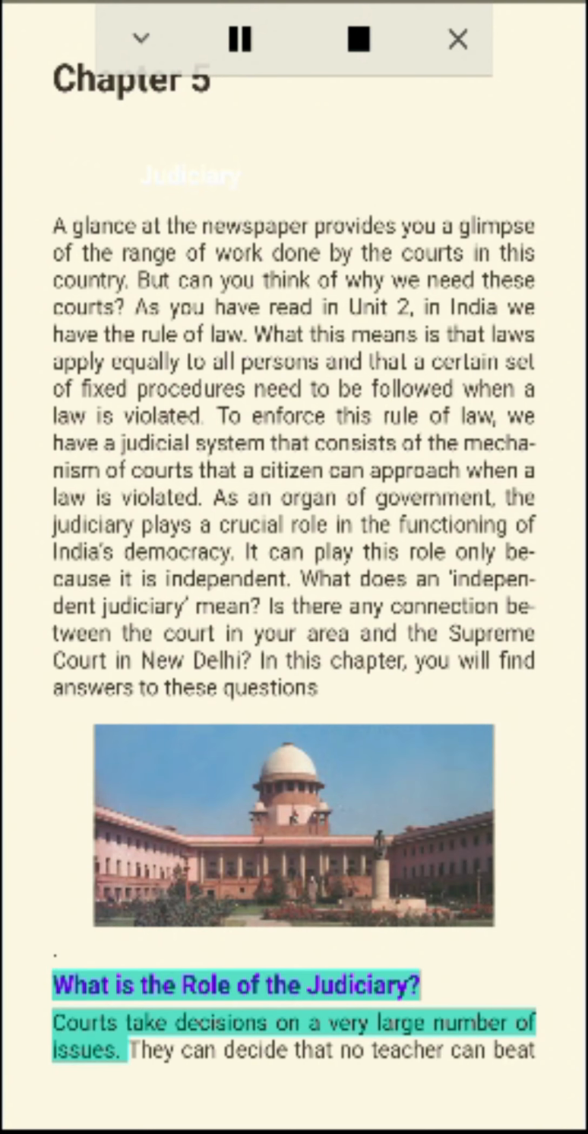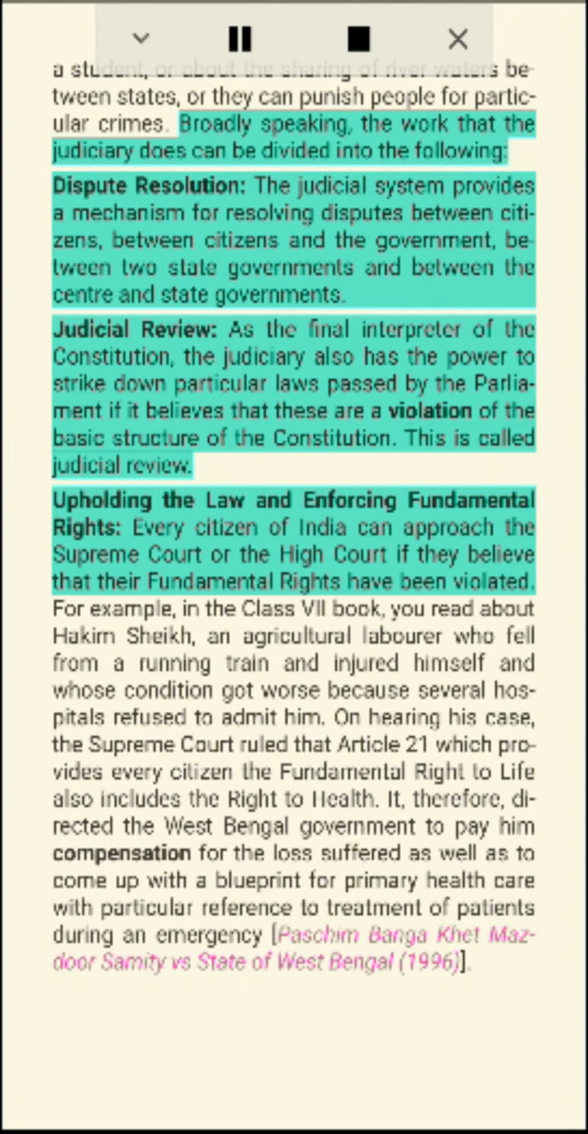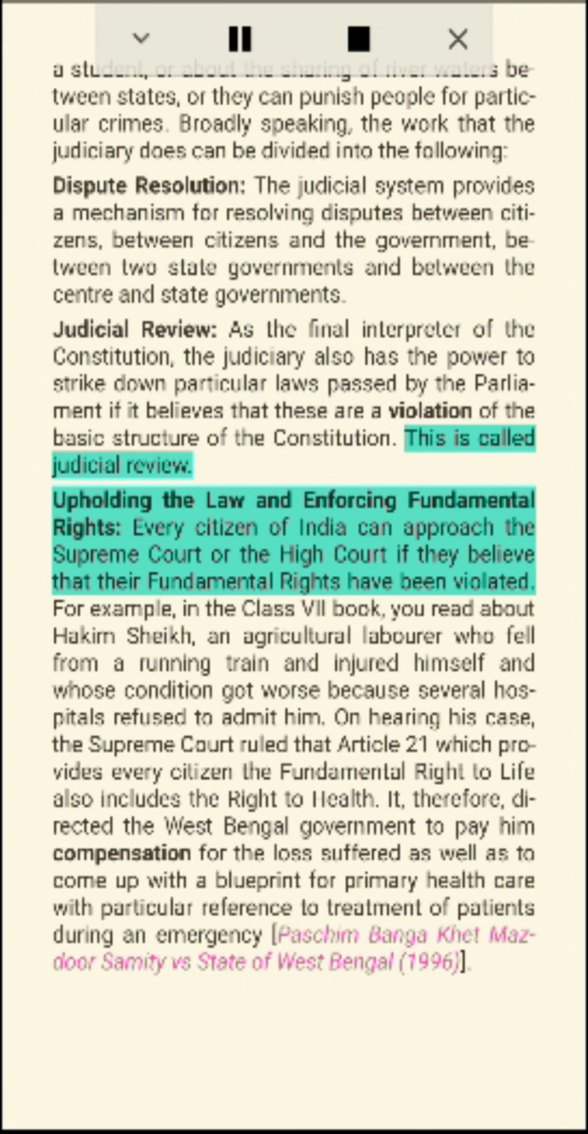What is the role of the judiciary? Courts take decisions on a very large number of issues. They can decide that no teacher can beat a student, or about the sharing of river waters between states, or they can punish people for particular crimes. Broadly speaking, the work that the judiciary does can be divided into the following. Dispute resolution: the judicial system provides a mechanism for resolving disputes between citizens and the government, between two state governments and between the center and state governments.